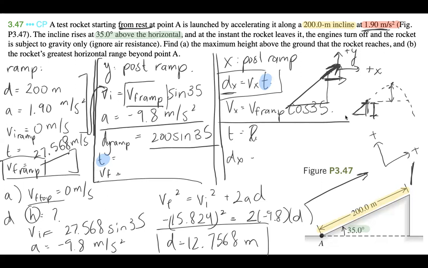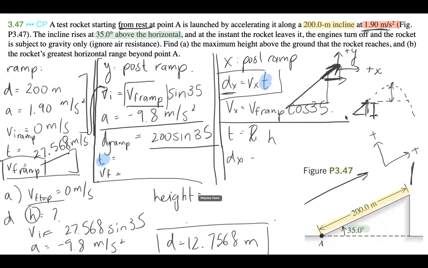So our actual height, and sorry, I'm just going to erase this part right over here. So our height for part A is equal to 12.7568 plus this 200 sine 35. And from that, I get 163.83 meters. Oh, so sorry. No, that's not what I get. That's not what I get. Sorry. I'm just going to plug that into my calculator again.